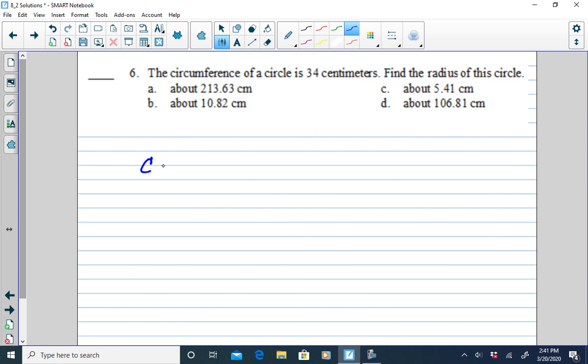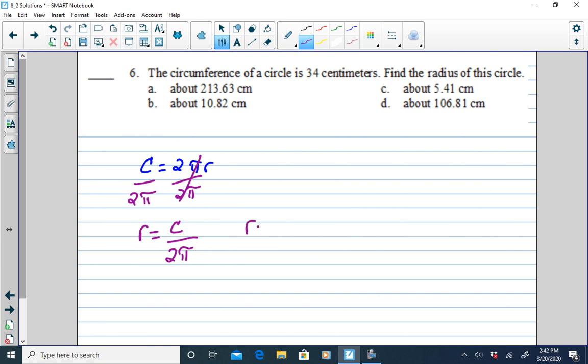Well, circumference is equal to 2 times pi times r. Well, to solve that formula for r, we would divide both sides of the equation by 2 times pi. They'd cancel over here, so we find that our radius is equal to the circumference divided by 2 times pi. So we're going to use that formula for this problem here.